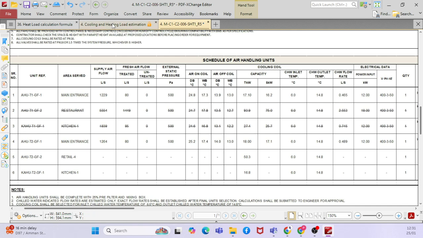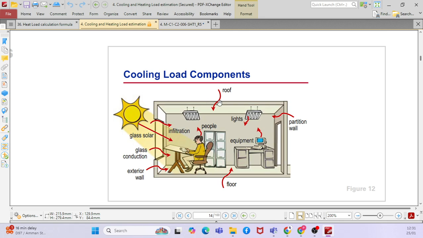Now we are going to see what the components are. There are different components. When you say light, it is a sensible load because there is no moisture from lights. When you switch on the light in your home, it gets heated up and starts to dissipate heat. That heat is purely sensible load. Equipment is also purely sensible load.